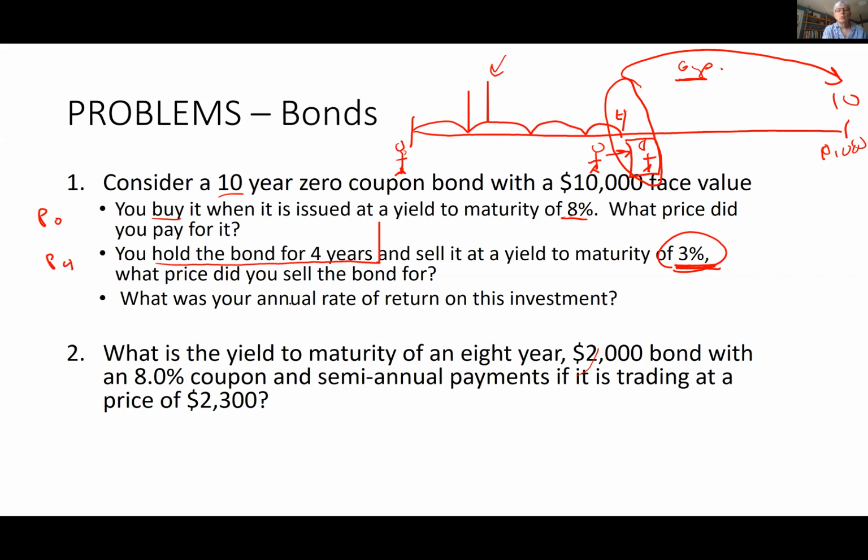And then the question is, what was your rate of return on this investment? So now we're just solving for R. We have a present value at time 0, a future value at time 4, and you want to know what the R is. The second problem is pretty straightforward, but the first problem helps to think through what's going on. So when you figure them out, go ahead and put answers in the chat box.